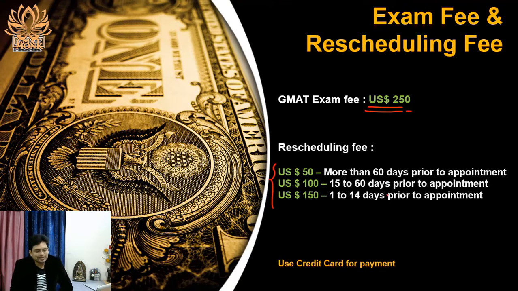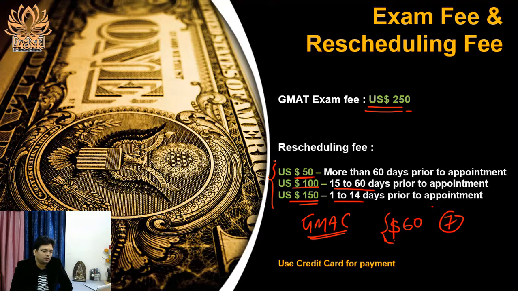If you decide more than 60 days prior to the appointment that you need to reschedule your GMAT exam date, then it will cost $50. If you reschedule 15 to 60 days prior, then it would cost $100. And if you are rescheduling within 15 days, then it would cost $150. Earlier it was $60 for rescheduling before 7 days. Last year GMAT revised its rescheduling fee, and the fees are like this. You can use a credit card for payment.